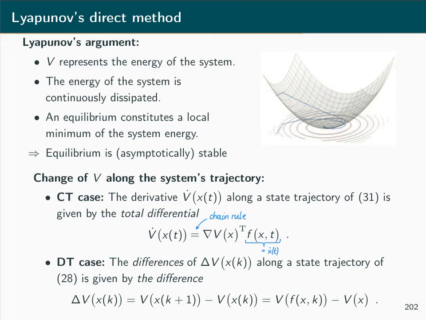In the discrete time case, where the state trajectory consists of discrete points in the state space, the change of V is represented by differences in the function V along the discrete states. By this difference delta V of x of k, we simply mean the difference between V of x of k plus 1 and V of x of k, which we can also express as V of f of x and k minus V of x. And again, what we would want to ensure decrease of the energy is that this difference is always negative.